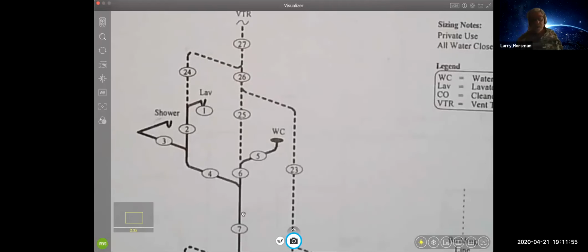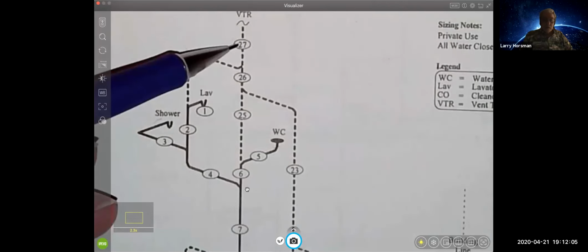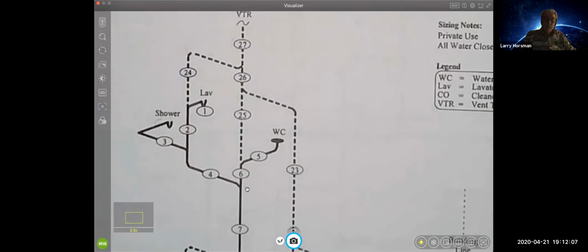So if we look at just this picture here, 27 is a vent pipe. And so that's going to have all of the fixture units on there. So there's a minimum size for the number of fixture units. But if that's the only vent coming out of the house, then there's a minimum area it needs to be in relation to the building drain.